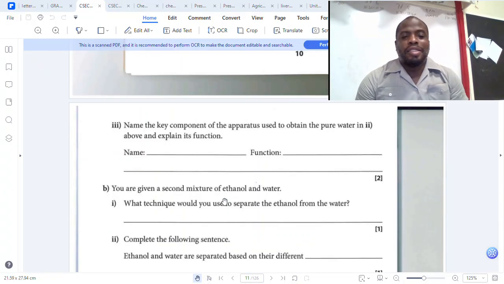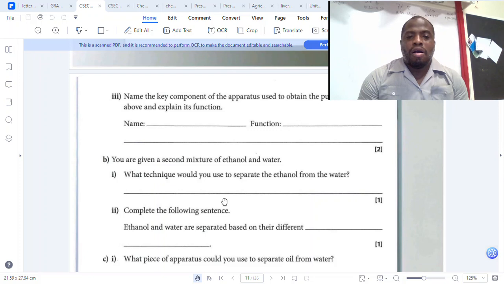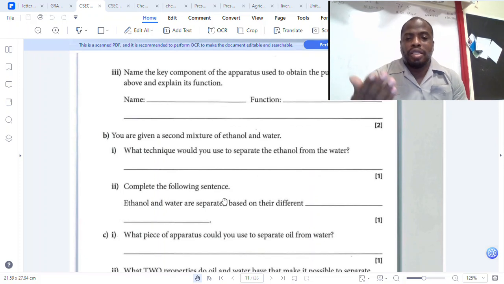The next part of the question says you are given a second mixture of ethanol and water. What technique would you use to separate the ethanol from the water? Now, ethanol and water, we call them miscible. That's a term. Miscible meaning that when two liquids are able to mix, we use the concept of fractional distillation. Ethanol is capable of mixing with water, so we consider them to be miscible. So what we'll be using is a technique known as fractional distillation.